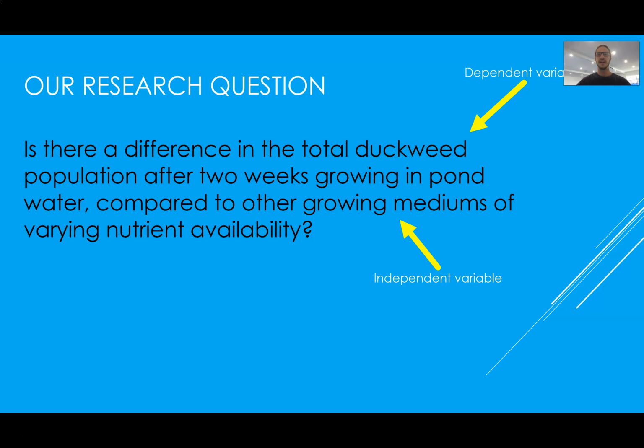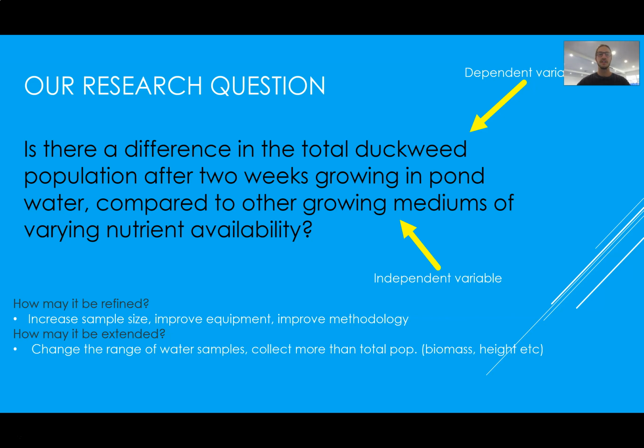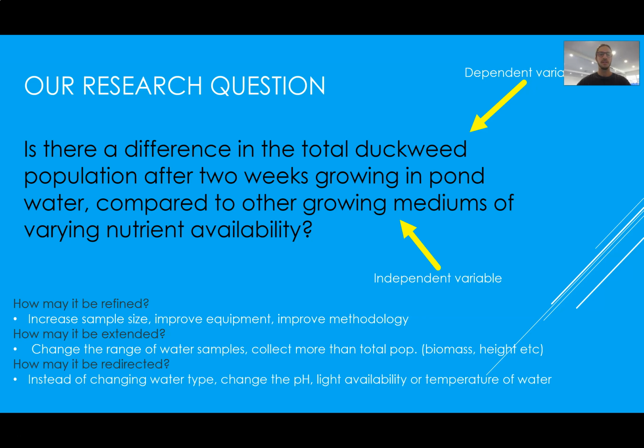So to investigate that, think, all right, how could I refine the experiment? We talked about this. You could increase sample size or change the equipment. It could be extended by changing the range of water samples and collecting more than just the total population. You may measure biomass and height of the root. It can also be redirected by, instead of changing water type, changing the pH of the water or light availability or temperature. So these things you can all do at home.